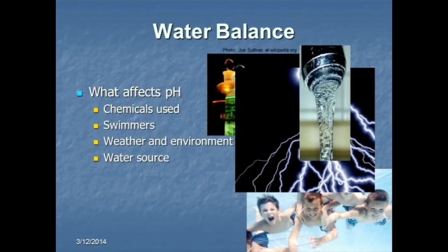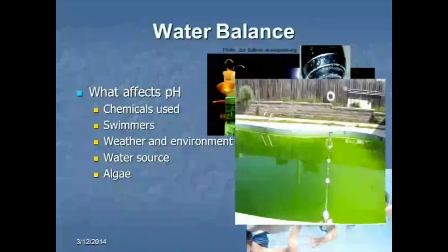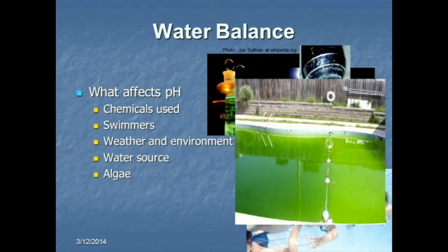Another example that can have an influence on the pH of the pool water is algae. Algae can change the pH. If it doesn't like the pH of the water that it's in, it will change it so that it's an environment that it likes to be in and it likes to grow in. So all of those are going to be a factor when you talk about the balancing of the pH of the water.